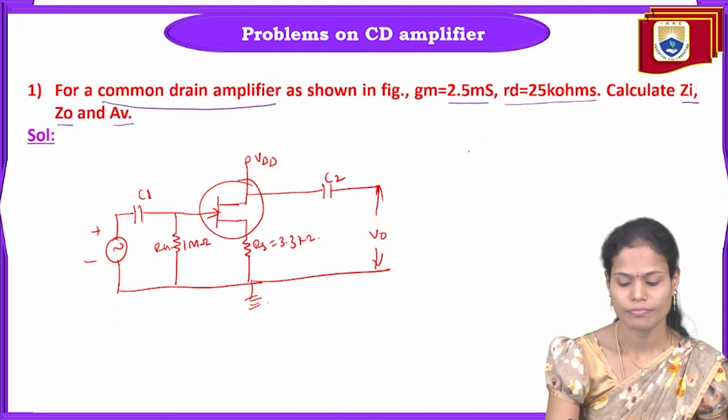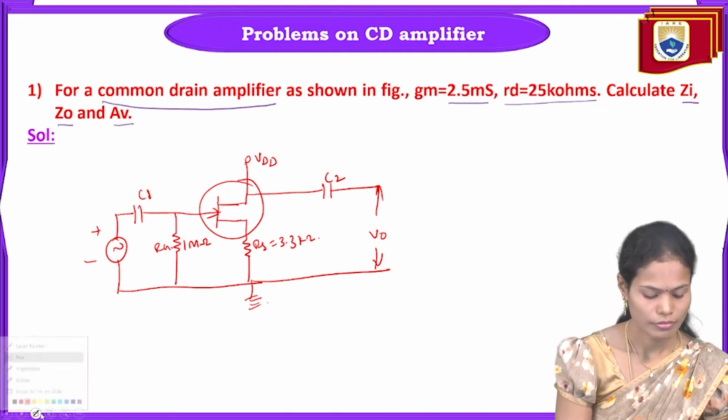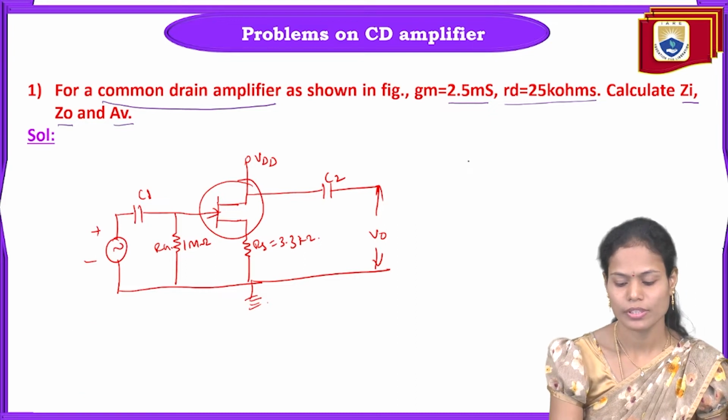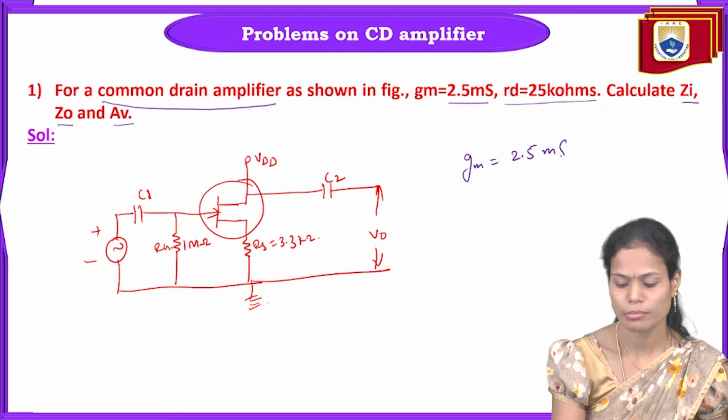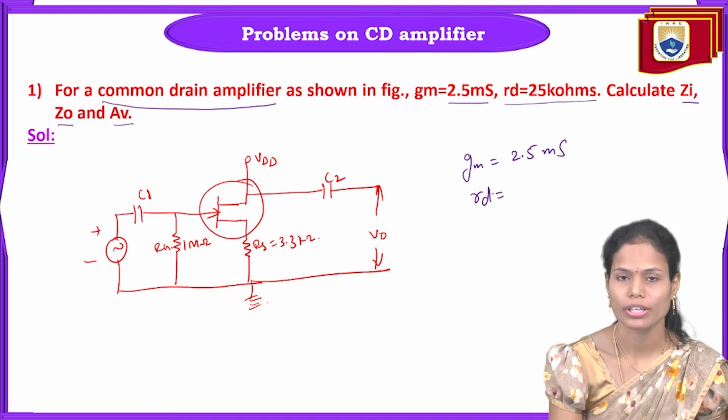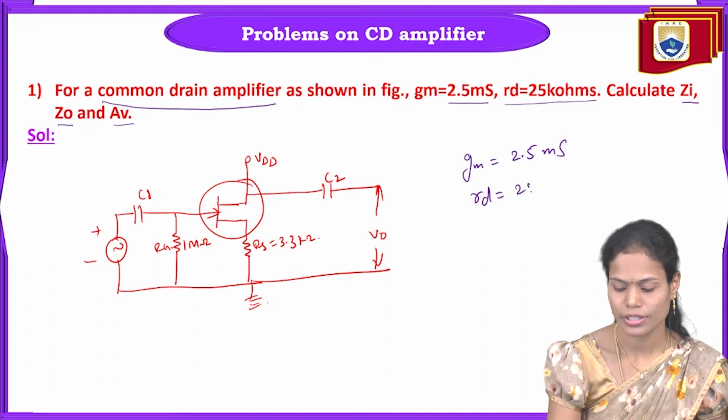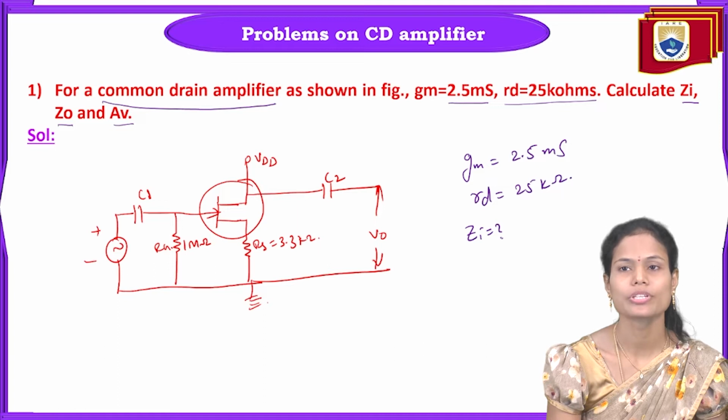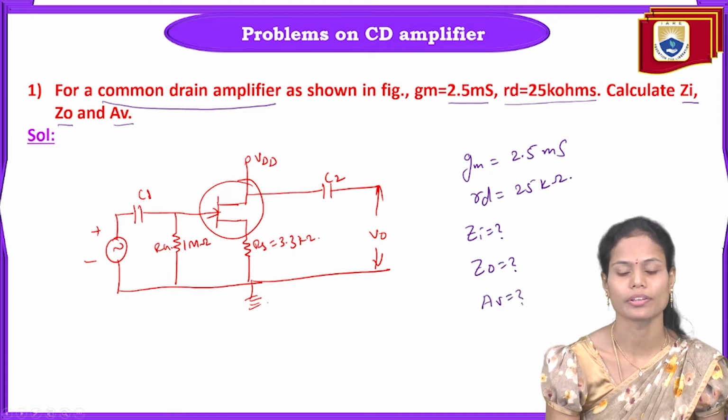So from this we need to calculate the given values. gm is 2.5 millisiemens. rd resistance, when body effect is taken into consideration, is 25 kilo ohms. From this, how much is the input impedance, how much is the output impedance, and how much is the voltage gain here.